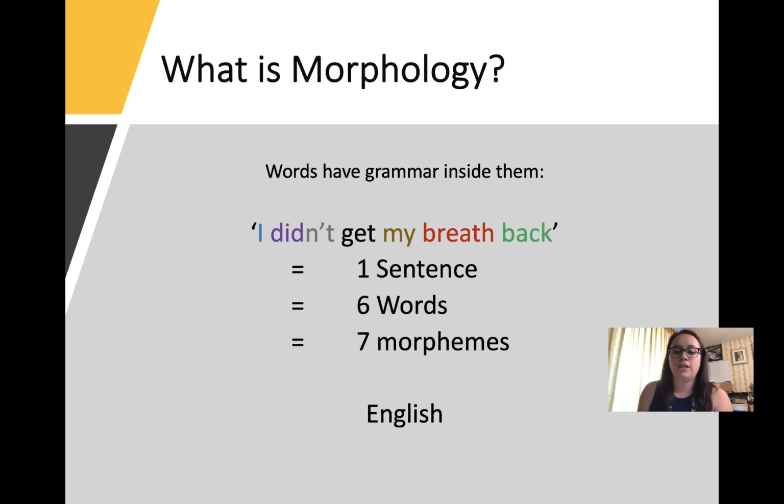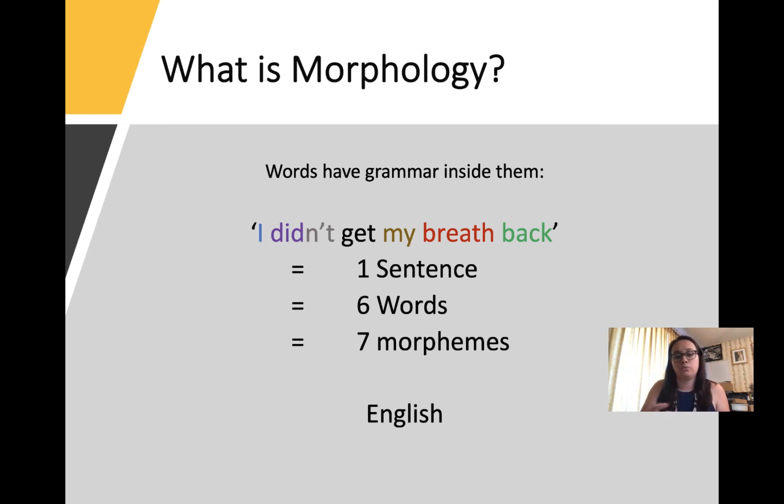Now, if I change this sentence and say, "I didn't get my breath back," we'd still have one sentence. We'd have 6 words, but we'd have 7 morphemes, because we can break down the word didn't into 2 meaningful morphemes, did and nt. Now, did can stand on its own; it can be a word on its own. However, nt, if I just say nt, doesn't stand on its own. It doesn't have any meaning, and so it has to attach to did.